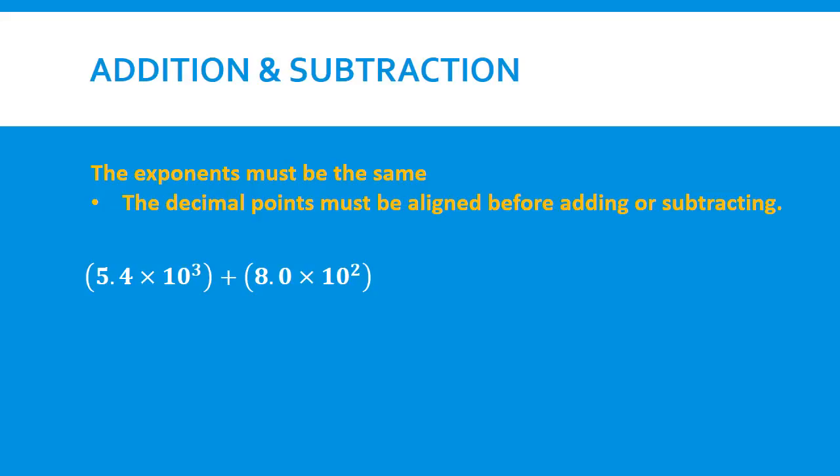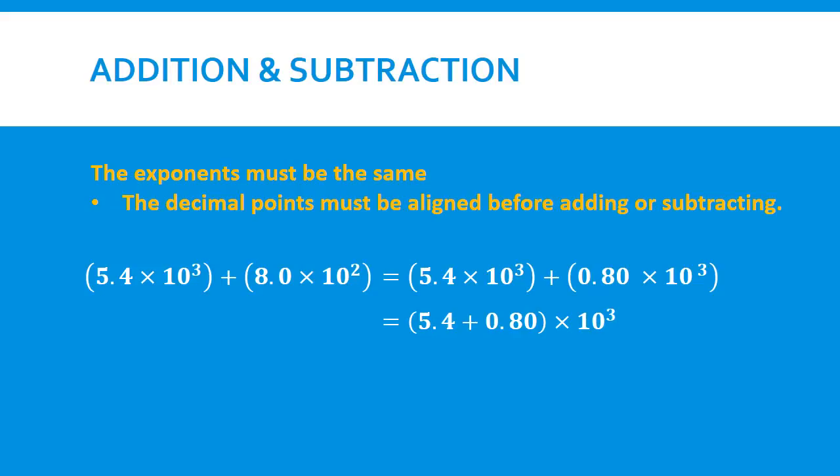So we're going to move the decimal point to the left. So we get 5.4 by 10 to the 3 plus 0.8 by 10 to the 3. Remember, if we move the decimal point to the left, we're going to increase our exponent. So we go from 2 to 3. So now we can add 5.4 and 0.8. That gives us 6.2 by 10 to the 3. And that would be our answer.